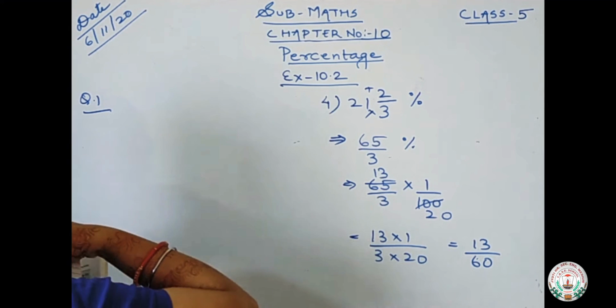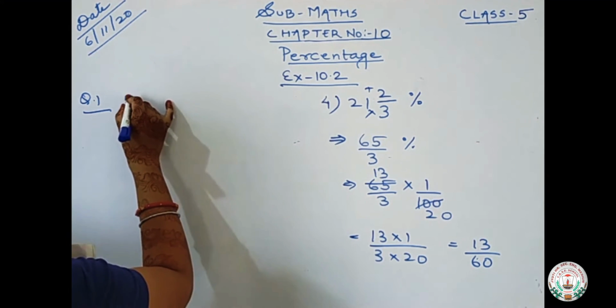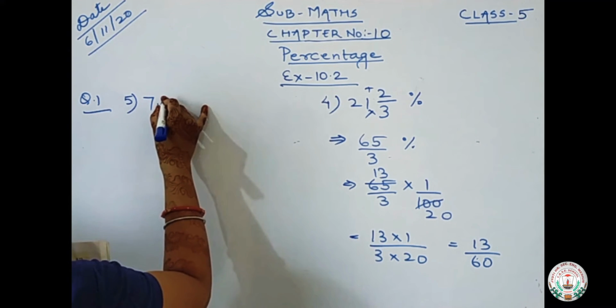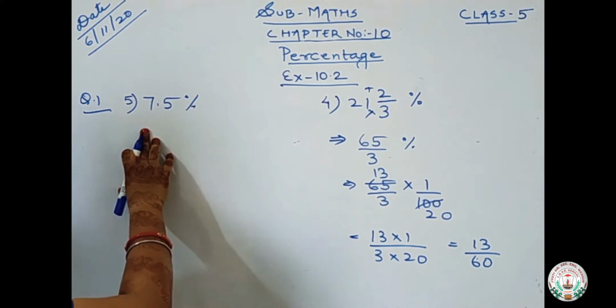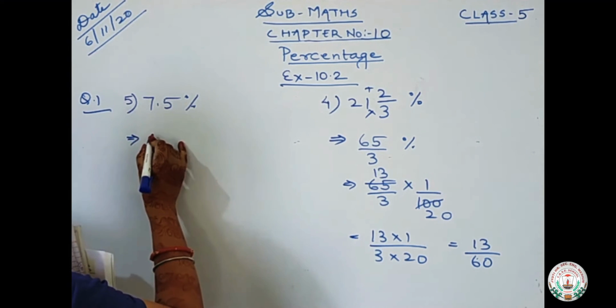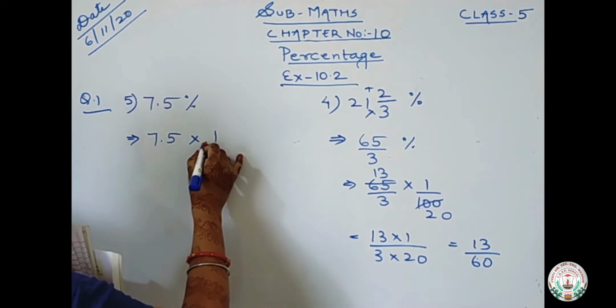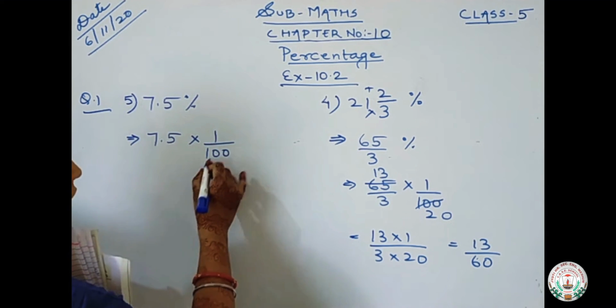Number 5 is 7.5%. Here again comes the decimal. So first we will write in place of percentage, 7.5. In place of percent what we are writing? 100 into 1 upon 100.